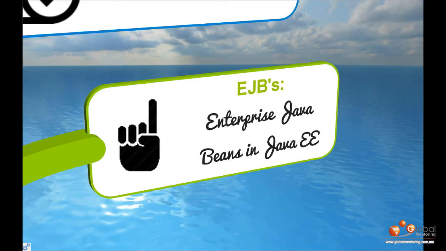EJBs, Enterprise Java Beans. In this section, we'll review what Enterprise Java Beans are. We'll see the characteristics of EJBs, the configuration, and the types of EJBs that exist in Java EE. We'll also review the way to communicate with an EJB by creating a Java client. Likewise, we'll review the differences between EJB and EJB Lite, since it's possible to deploy the EJBs in a web server or full Java servers. We'll do several exercises to put these concepts into practice.